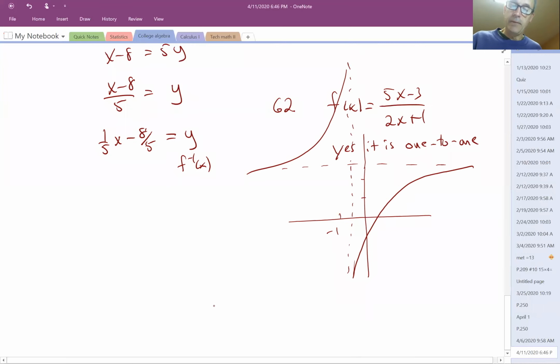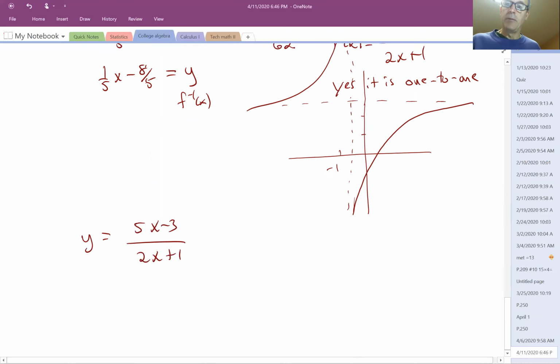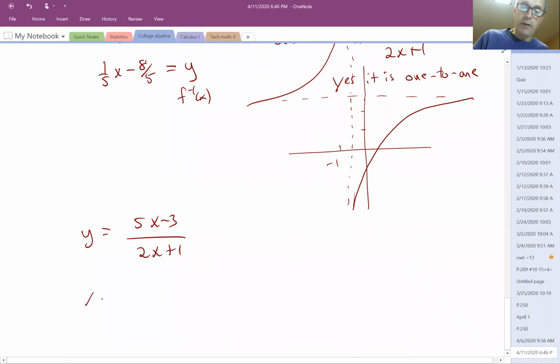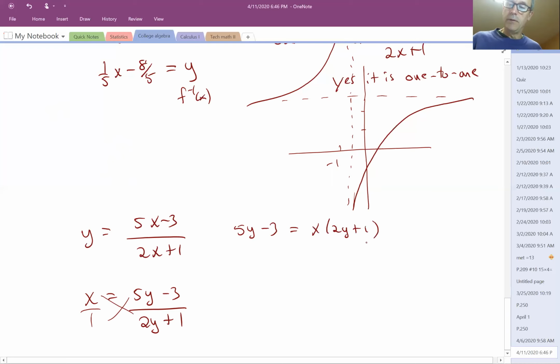So set it to y. This one's a little tougher. You might have to pause me a little bit and think about this. Switch x and y. Now we got to solve for y. This is going to be a tougher one. I want to cross multiply. Make it x over 1, cross multiply, cross multiply. So 5y, let's do it up here. So 5y minus 3 equals x times 2y plus 1.